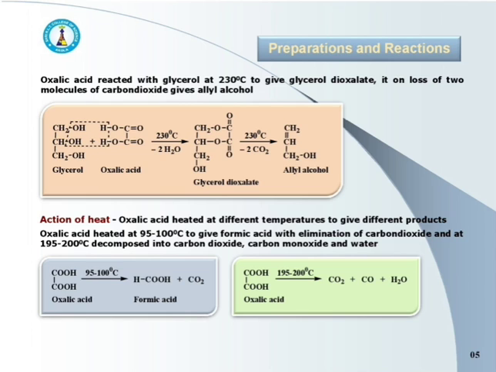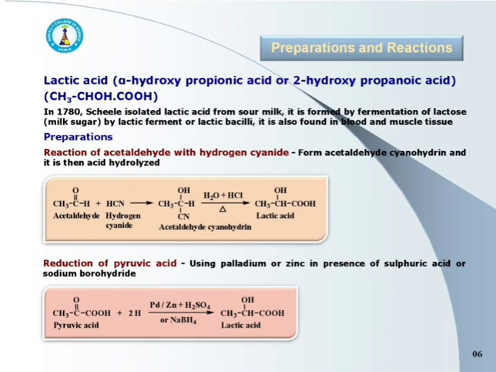Heating at different temperatures, oxalic acid gives different products. Next, preparations and reactions of lactic acid, that is alpha hydroxy propionic acid, or we may call it 2 hydroxy propanoic acid. It has the formula CH3 CHOH COOH.